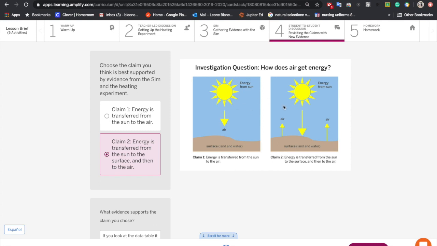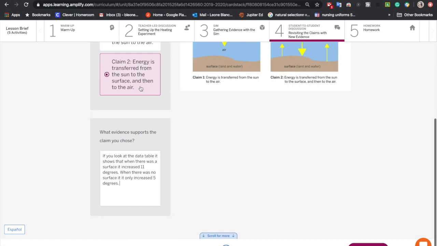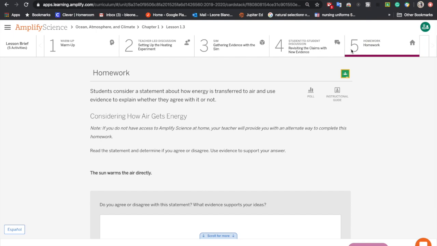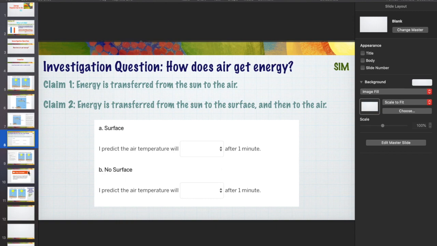Next lesson, we're going to go over this idea a little more. But for now, you should look and see this idea. Press hand in, and it should then go to the homework. Before we go on to that, I want to go back to our slides.